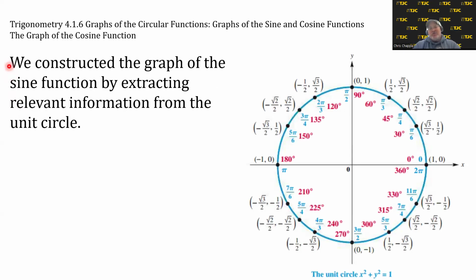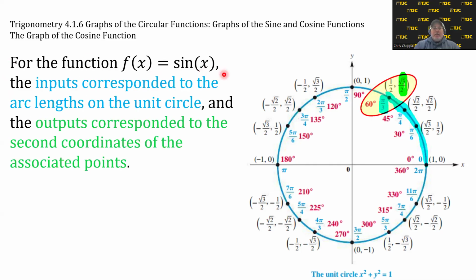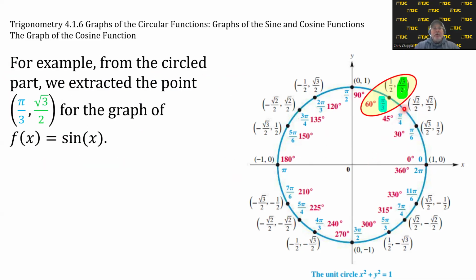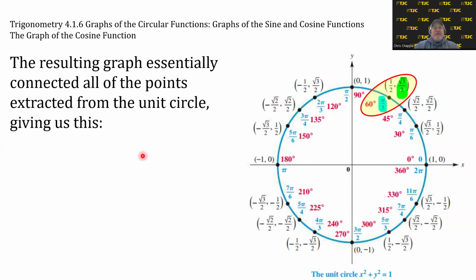We constructed the graph of the sine function by extracting relevant information from the unit circle. For the function f of x equals sine of x, the inputs corresponded to the arc lengths on the unit circle, and the outputs corresponded to the second coordinates of the associated points. For example, from the circled part, we extracted the point pi over 3 comma square root of 3 over 2 for the graph of f of x equals sine of x. The resulting graph essentially connected all of the points extracted from the unit circle, giving us this.